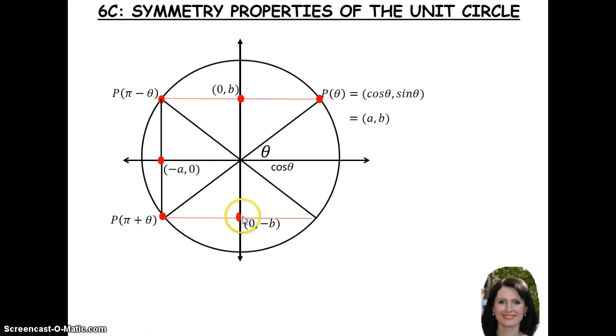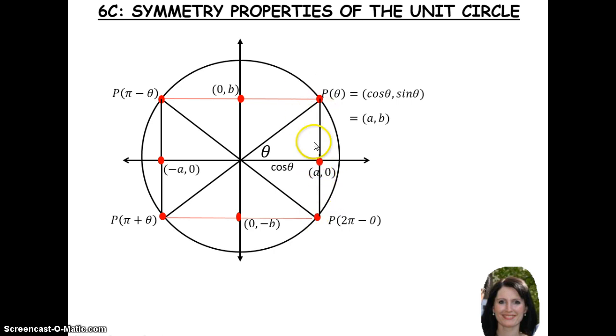And here's another point here of 0, minus b. Of course it's minus b because up here is positive b, which is our sine value, and then down here is negative b. And over here, this is 2 pi minus theta. So now we're putting theta into here. 2 pi would be all the way around, and we minus theta to get to there.